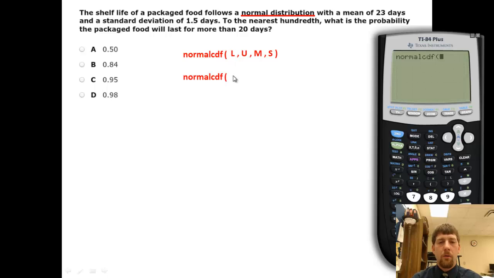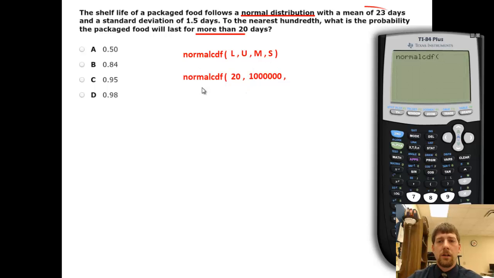Normal CDF, the lower end. Well, what's the problem asking? It's asking us to find more than 20 days. So if we want more than 20, 20's got to be the low end. Okay? And we need the upper end. Pick some outrageous number for the upper end. Something like 1 million. So from 20 days all the way to 1 million days. So we're going to put 1 million in there. Doesn't matter, just something outrageously large because we want to calculate all the way up there.